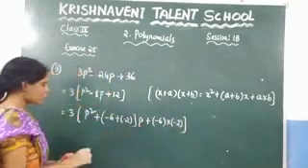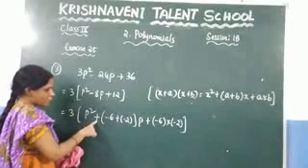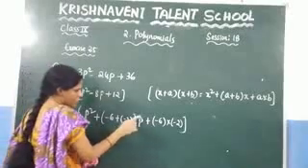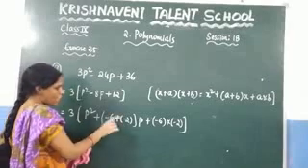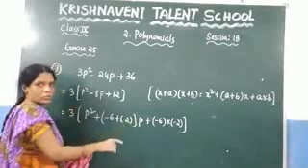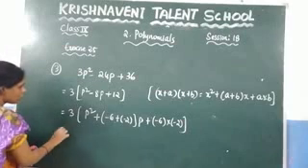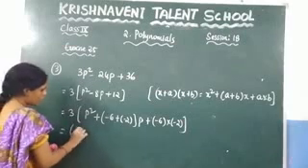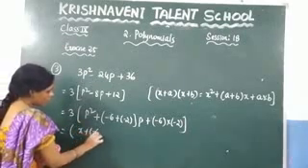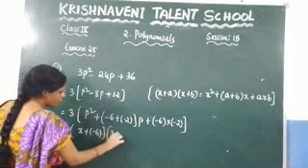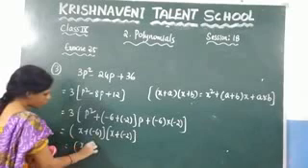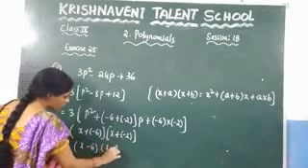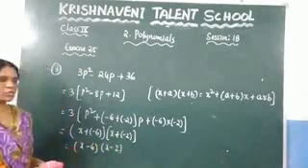Now clearly it is in the form of x square plus a plus b into x plus a into b. So what is the value of a here? Minus 6. And what is the value of b here? Minus 2. So you can write this one as x plus a, x plus b, that is x minus 6 into x minus 2. Like that you need to solve.